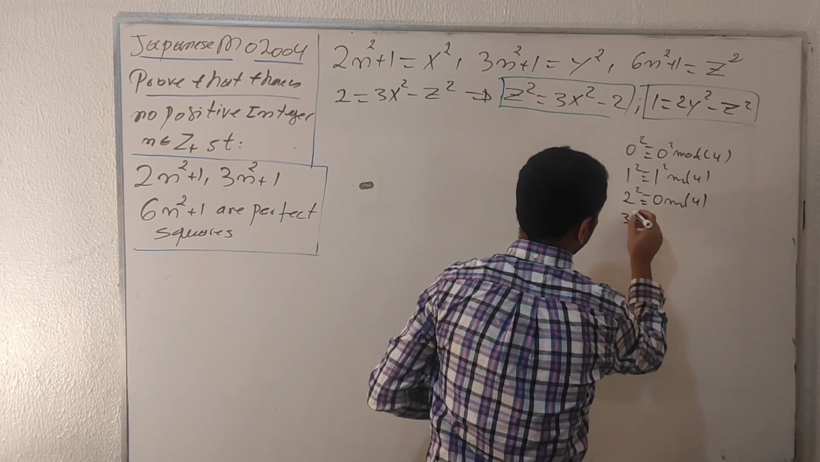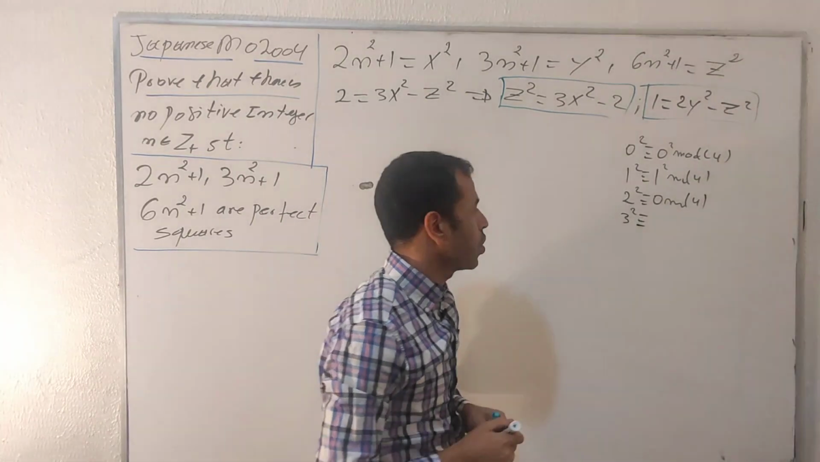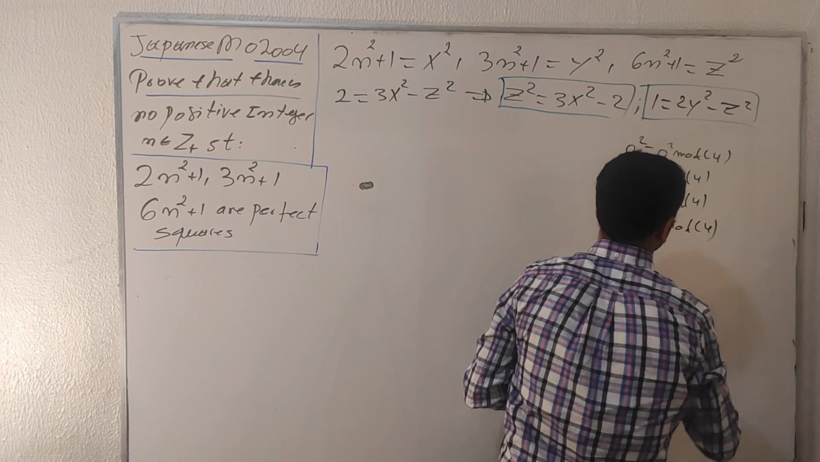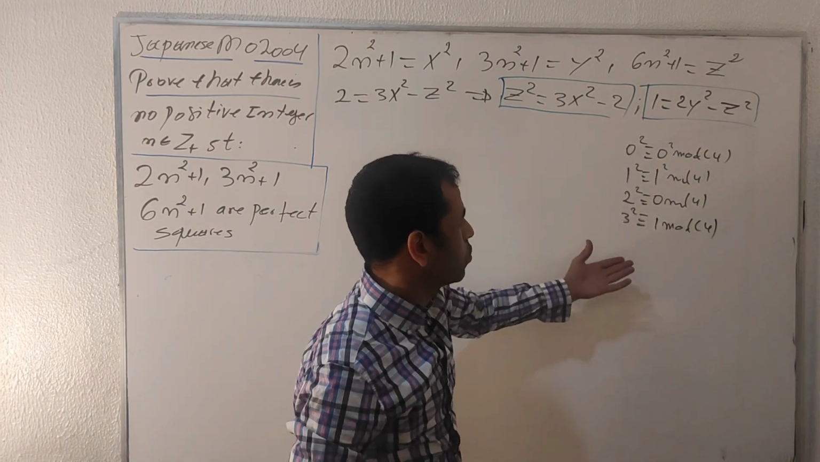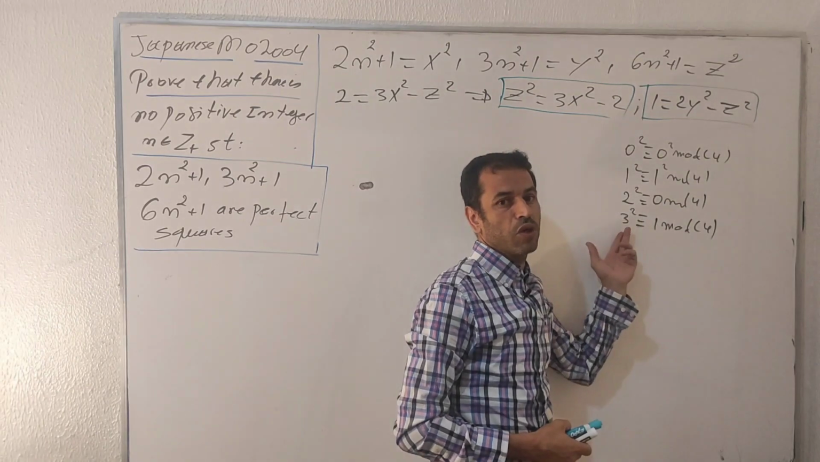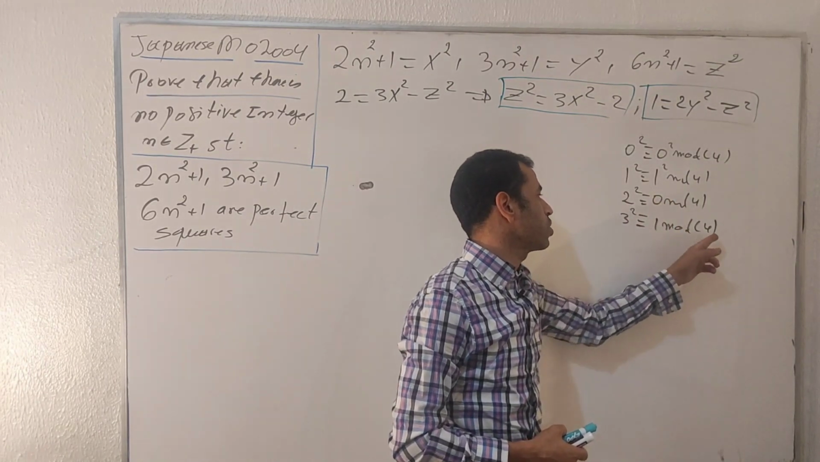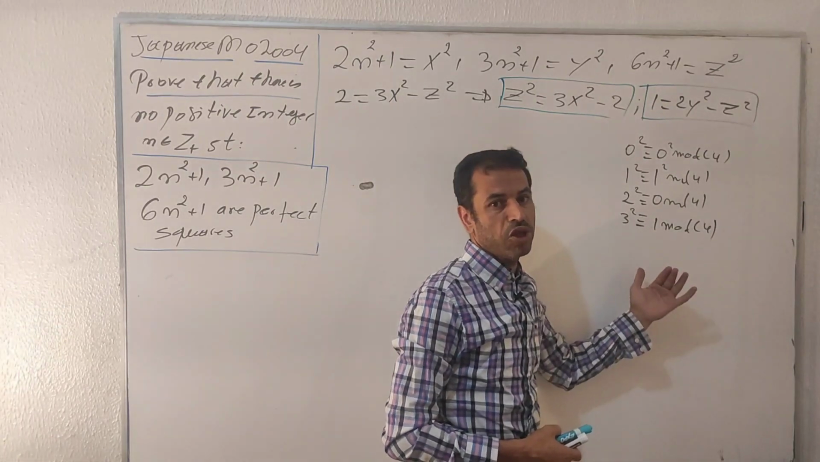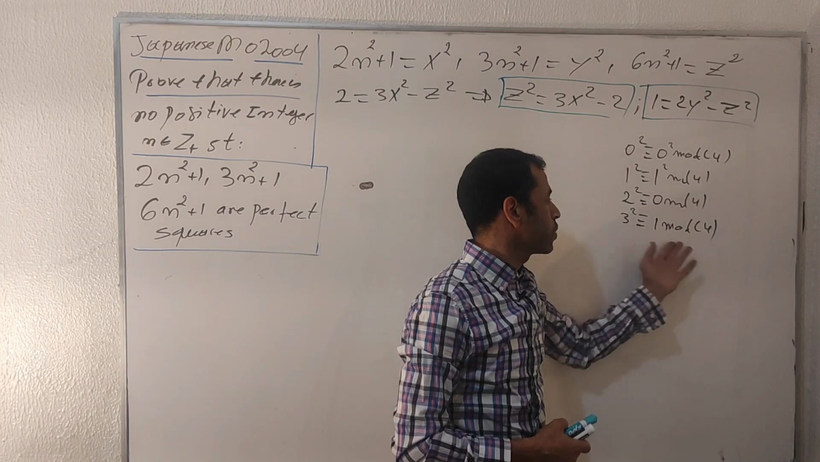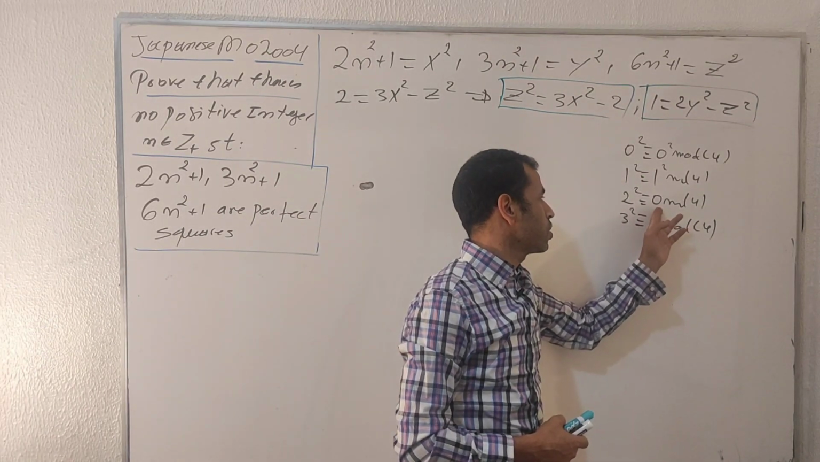We know 3 squared, which is 9. 9 is 1 more than 8, so 9 is 1 mod 4. Here we are dividing the number by 4 to see what the remainder is when we square it. You always get a remainder of 0 or 1 as you divide by 4. Take any integer, square it, and divide by 4, and the remainder will be 0 or 1.